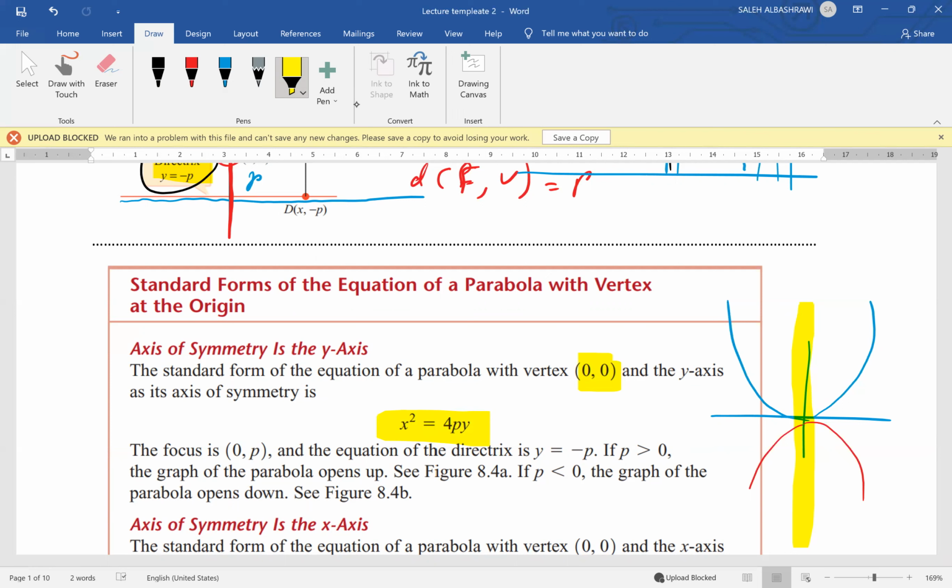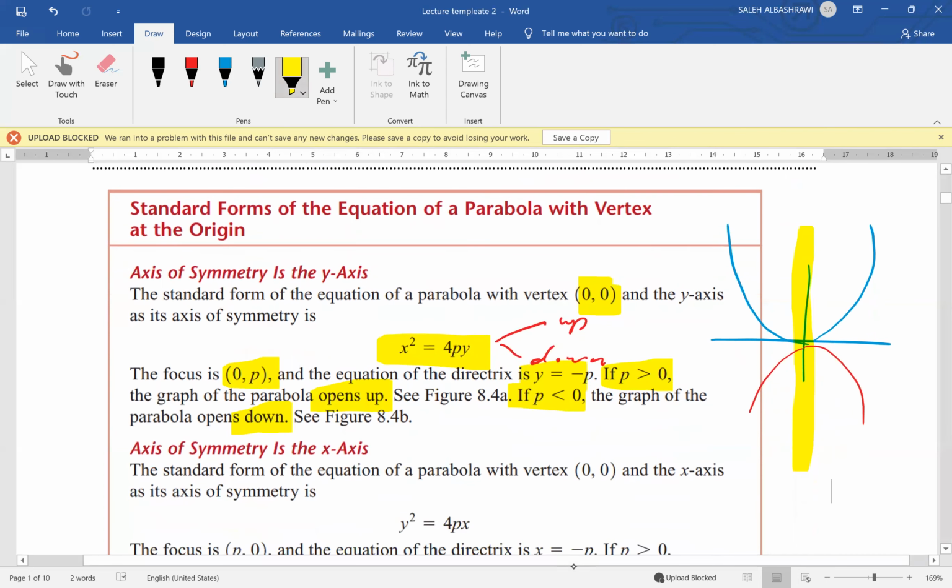So the equation of the parabola where the axis of symmetry is the y-axis is given by x squared equals 4by. And this can be either upward or downward, depending on the sign of b. If b is positive, then the graph is up. If b is negative, then the graph of the parabola will be down. The focus point is given by (0, b), and the directrix is y equals minus b.